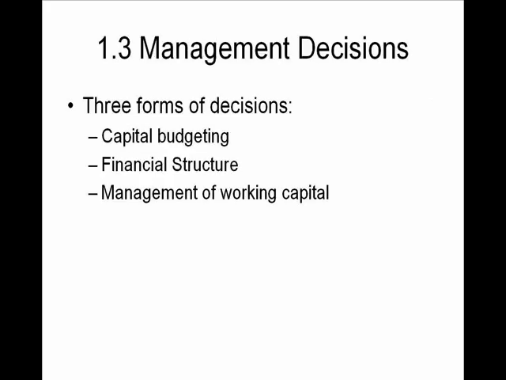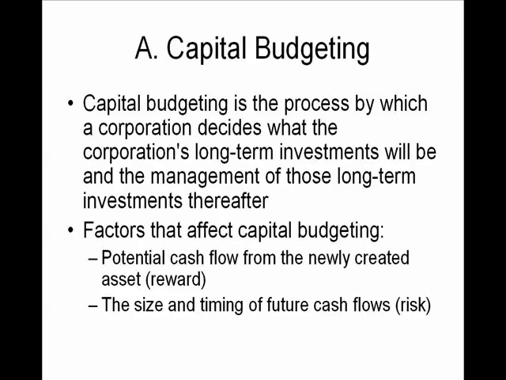Chapter 1, Section 3: Management Decisions. As listed before, there are three primary decisions that financial managers must make, which are what projects to finance, how to finance those projects, and how day-to-day operations will be carried out. Financial managers answer these questions by making three forms of decisions, which are capital budgeting, financial structure, and management of working capital. Topic A: Capital budgeting.